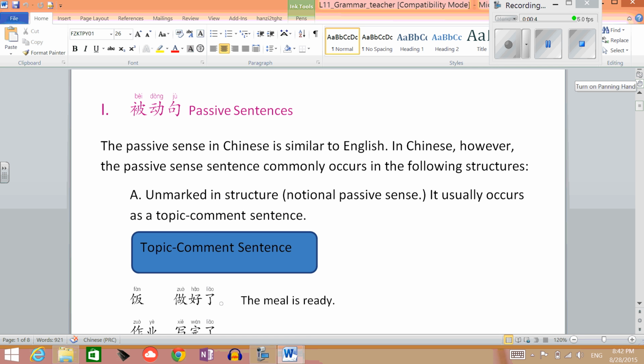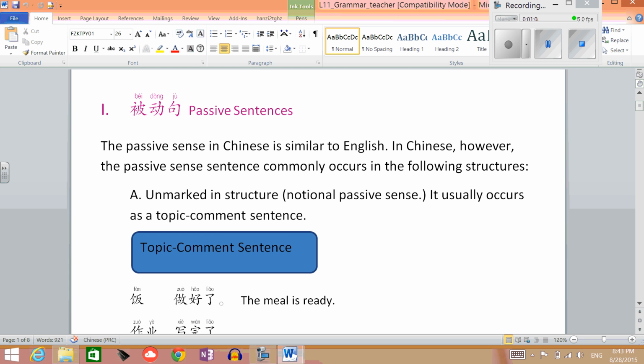被动句 passive sentences. The passive sense in Chinese is similar to English. In Chinese, however, the passive sense sentence commonly occurs in the following structures. There are two different structures. The first one is the unmarked structure. Second one is marked. Marked means to be marked by the 被.